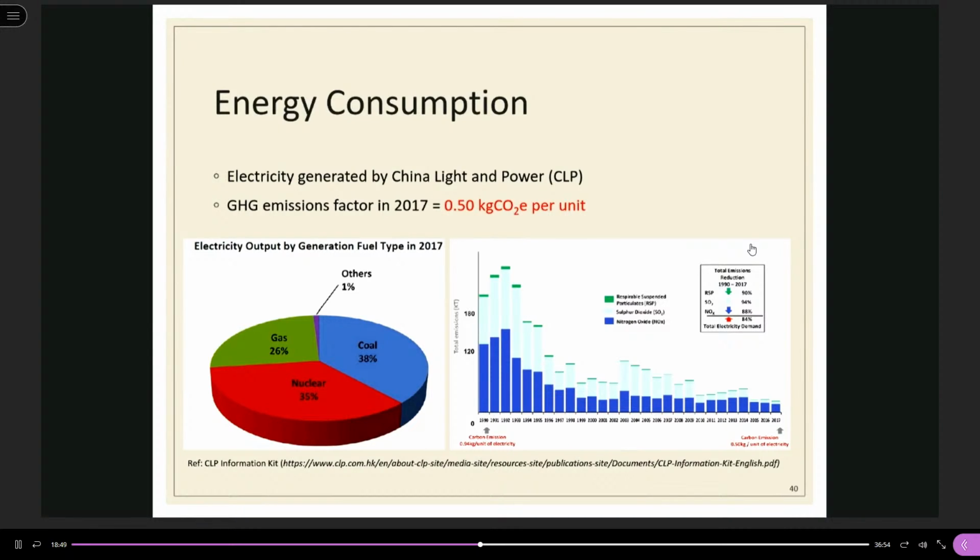Greenhouse gas emission factor. You can check the website by CLP, and they will give you their greenhouse gas emission factors. For the year 2017, the factor is 0.5 kg carbon dioxide equivalent per unit. What is the unit? The unit is kilowatt hour. So when you consume the energy, the amount of energy will be measured by the electricity meter.